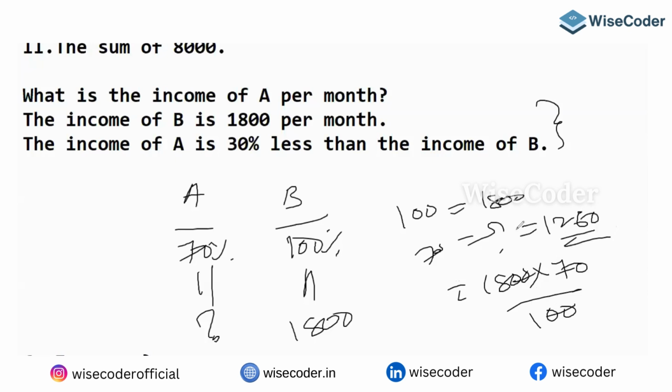1260, because 18 sevens are 126. Okay, 18 sevens are what, guys? 126. So with 1 and 2 together, I am able to answer it. So the answer is what? Choice 3. Okay, let's go to the next question.